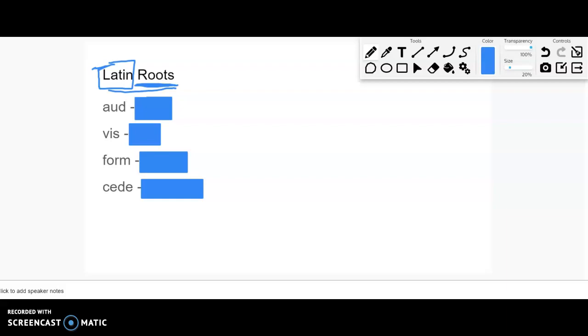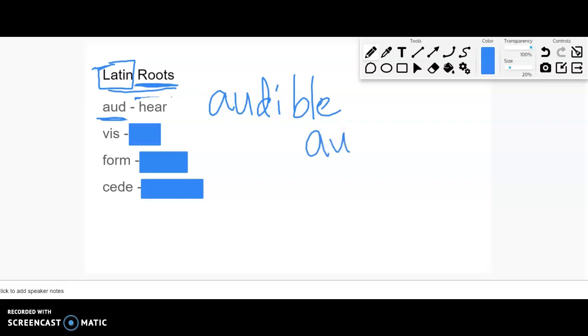So, for example, the root aud, A-U-D, means hear. So if we have, for example, the word audible, that means something you can hear. There's even a company named Audible that has things that you listen to, like books. Or the word audience, people that listen to a performance. Okay, so by understanding that aud has to do with hearing, that can help me know what these words mean.